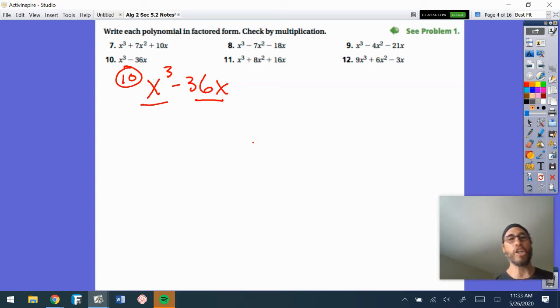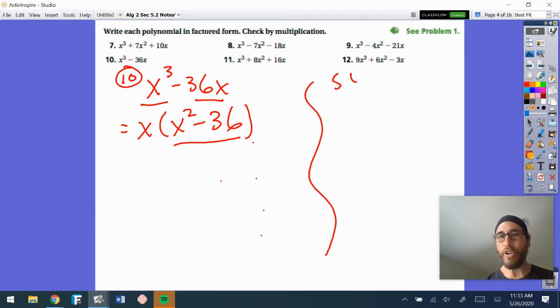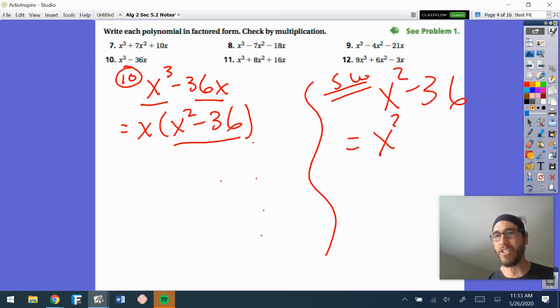I go ahead and I look, is there anything common with both of those first? And there for sure is. There's both an x. So remember, factoring is like division. Oh, snap. Isn't that the difference of squares thing Mr. T was talking about? For sure it is, right? That x squared minus 36. Remember, that's x squared minus 6 squared. Ooh, that's the difference of squares.